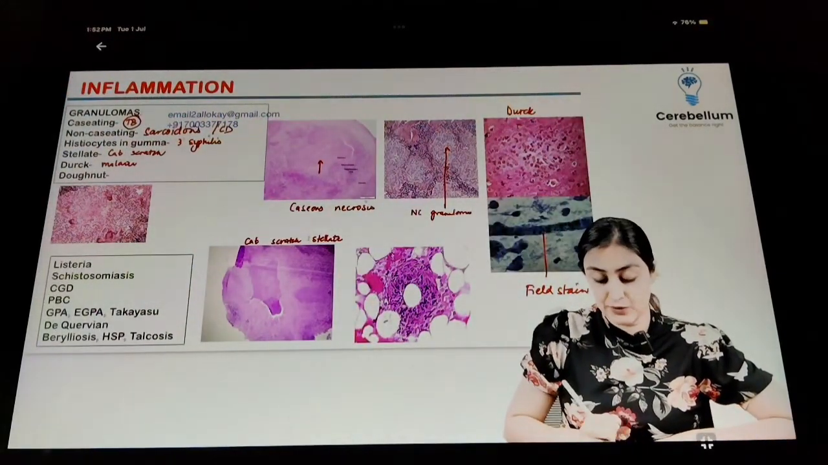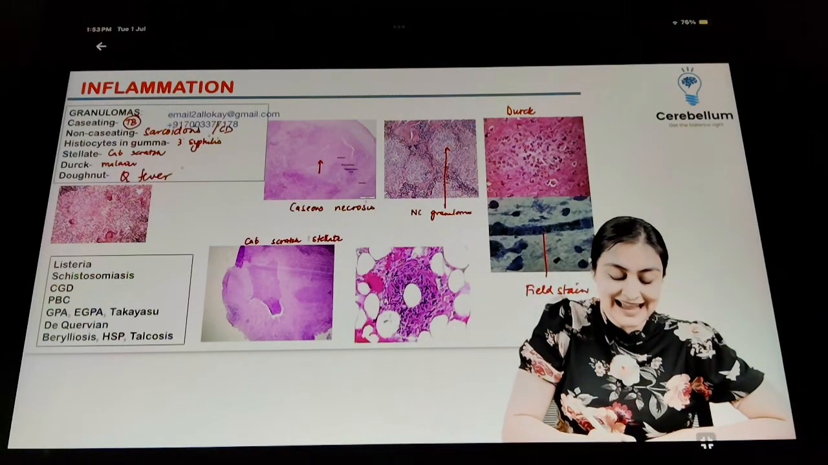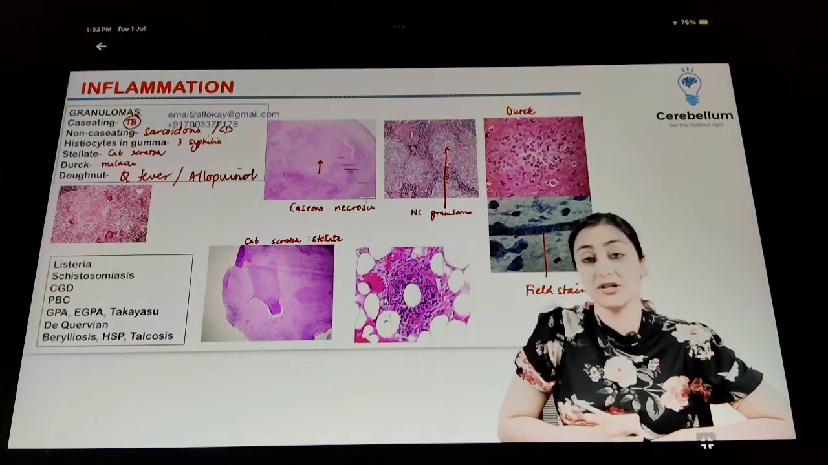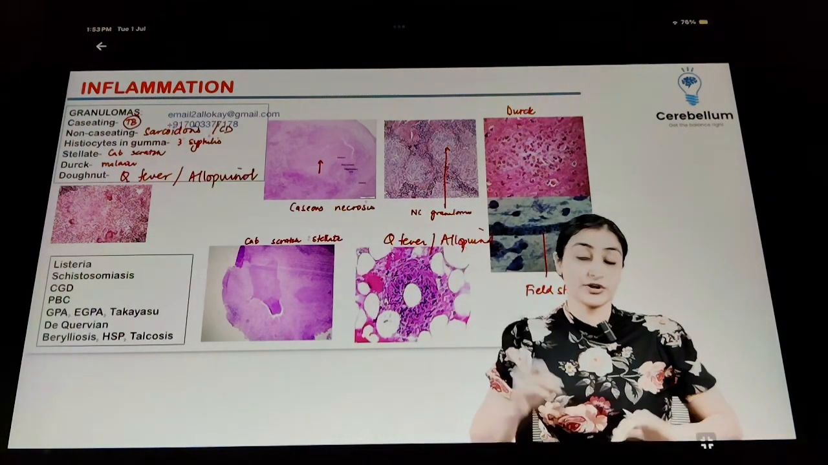And donut granuloma, or a ring granuloma. Look at this, exactly like a donut. This donut granuloma is seen in Q fever and also with allopurinol. Okay, so Q fever, allopurinol is a donut granuloma. So this is Q fever or allopurinol. Right, so this is all about the granulomas and their images.